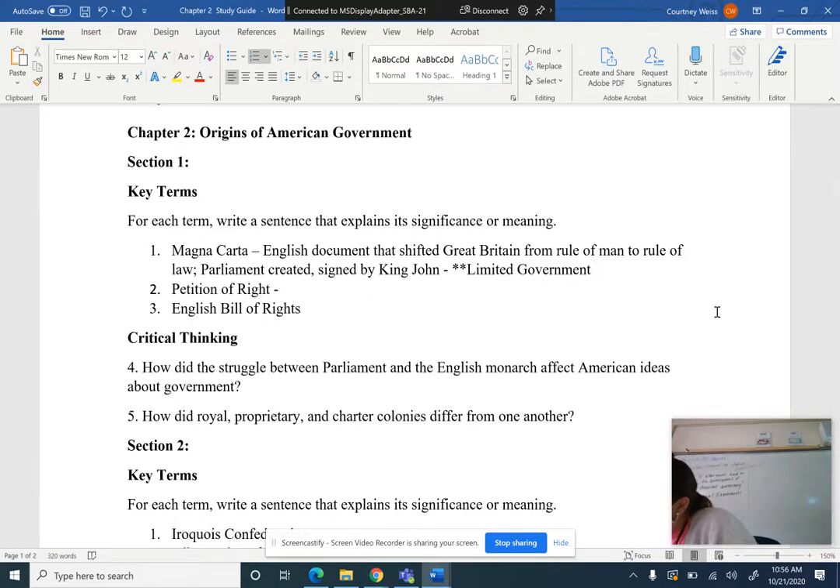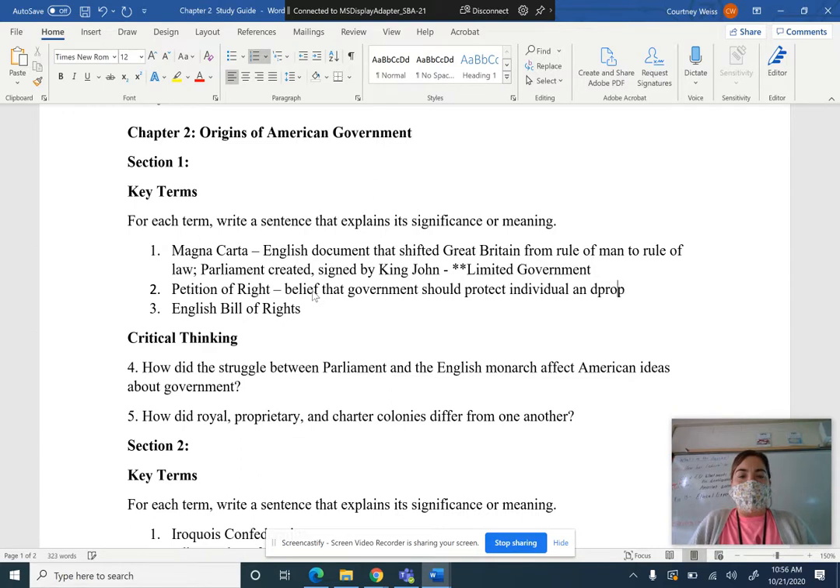Okay, anything else you want to add to that? Okay. Petition of Right. Jasmine? I would believe that government should protect individual and property rights. Individual and property rights, awesome. So the Petition of Right argued for this belief, but the Petition of Right itself was a document, right? Go ahead. I said it was signed by King Charles.